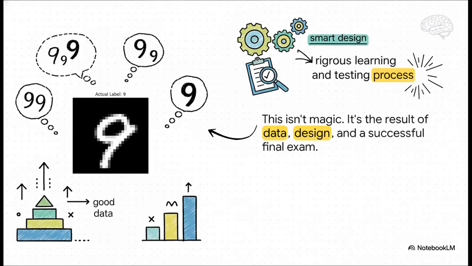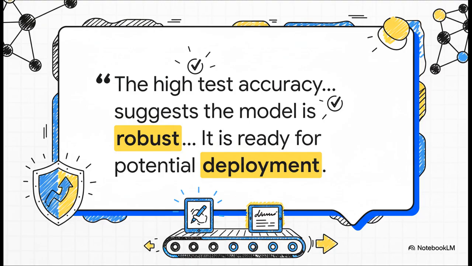And that brings us right back to the beginning. Remember this number, 9? What looked like a magic trick at first? Well, now we know exactly how the trick works. It's not magic. It's the result of having great data, a really smart design, and a successful final exam. And the original analysis of this project says it best. It concludes that because the test accuracy is so high, the model is robust and, quote, ready for potential deployment. In other words, this isn't just some fun science fair project. This thing is ready for the real world.